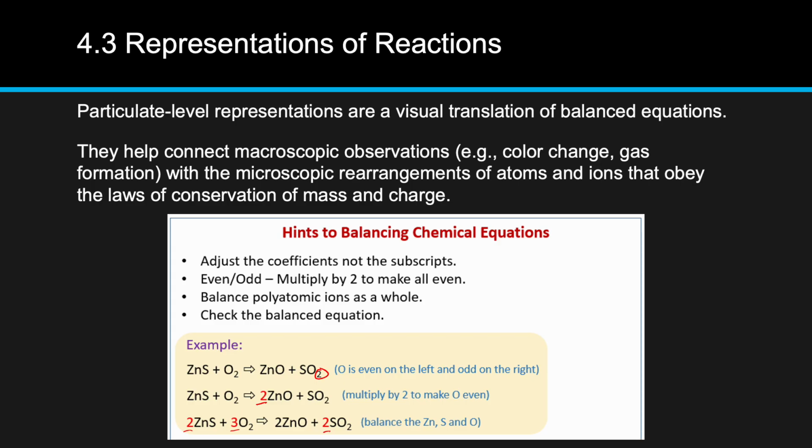If you see an odd and an even number of atoms, you need to go to the odd atom, that substance, and multiply it by 2 in order to get it to an even number. Also, another hint is to keep your polyatomic ions together if at all possible. It's going to make it easier in the end. And then always double check your work and make sure everything is balanced on both the reactant and the product side.